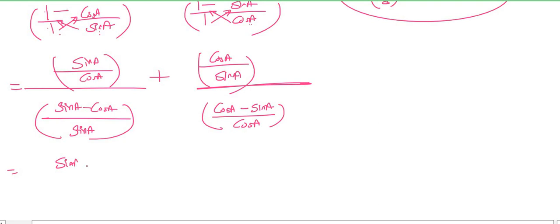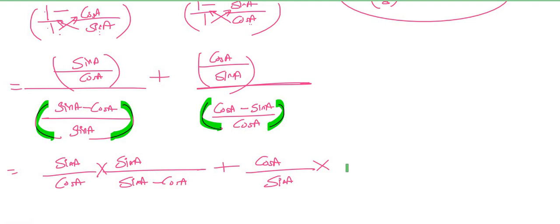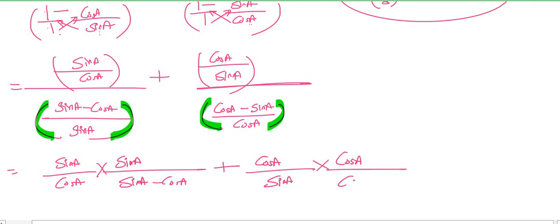So it is sin A by cos A numerator into this will flip, the denominator will flip. Okay, so it will be sin A into sin A minus cos A plus cos A by sin A into what we will get here into this will flip, ये वाला part flip होगा, so it will be cos A by cos A minus sin A. ठीक है, और क्या करेंगे?